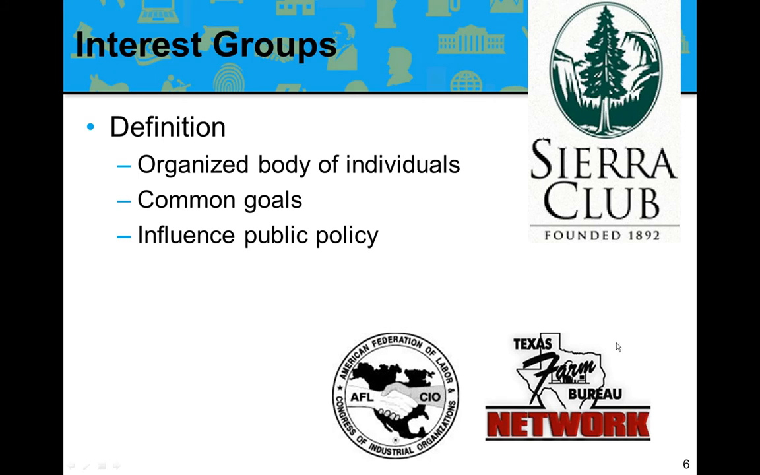And I've just put up a few examples here. The Sierra Club is an environmental group that's been around for a really long time. The Texas Farm Bureau, if you're from the state of Texas and you're from a farming community, you've probably seen this sign. Many agricultural interests are part of the Texas Farm Bureau. The AFL-CIO is an umbrella organization of labor, and this is the largest union in the United States. So again, they're formal organizations that want to have some sort of common goal so that they can influence public policy.